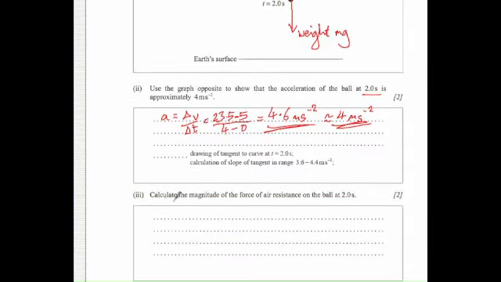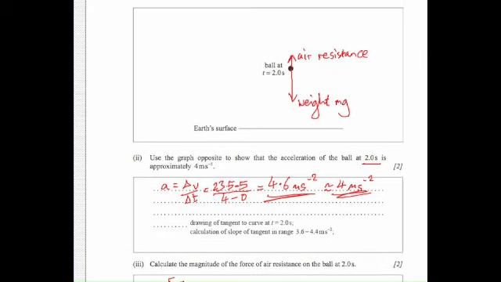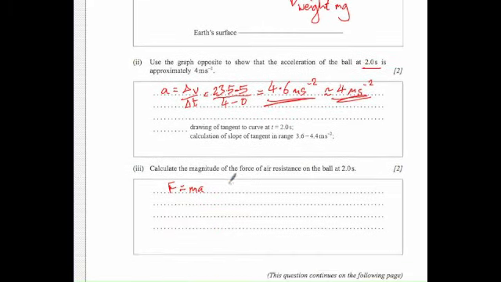Now to find the magnitude of the air resistance at 2 seconds, well, let's write down Newton's second law, because it's the total force that's giving it the acceleration we just calculated. So Newton's second law says that the total force, the resultant force, is equal to ma. Now the resultant force comes from two things. It comes from the weight acting downwards and the air resistance acting upwards. So mg minus, let's call it R, must equal ma. And to find the air resistance, we just rearrange this for R.